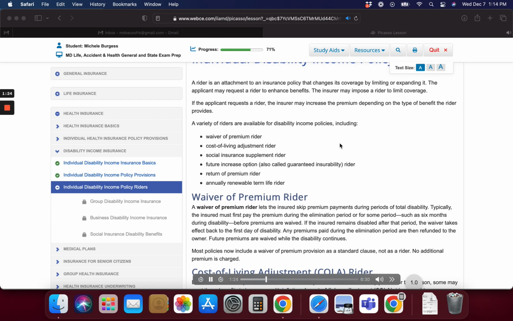Most policies now include a waiver of premium provision as a standard clause, not as a rider. No additional premium is charged.